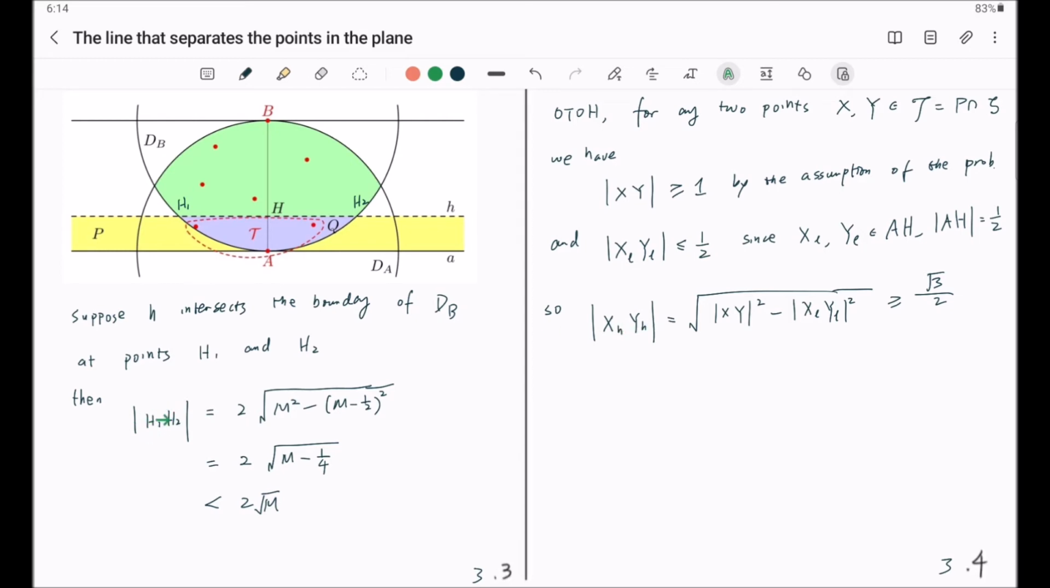well, the length of the line segment H1, H2 has an upper bound. The distance between any 2 points coming from the projection of T onto H1, H2, this distance on the line segment H1, H2 has a lower bound, root of 3 divided by 2. And you might expect a contradiction starting from here.